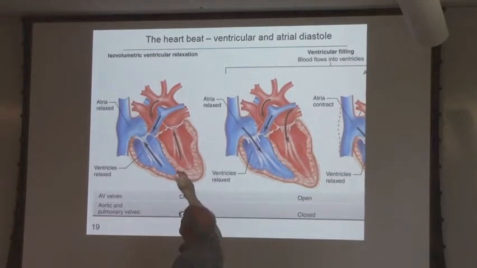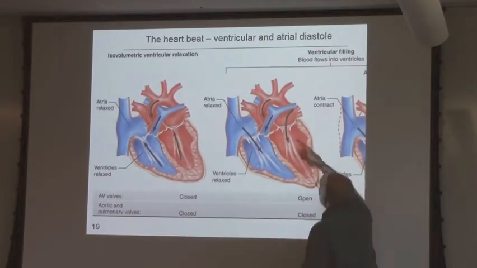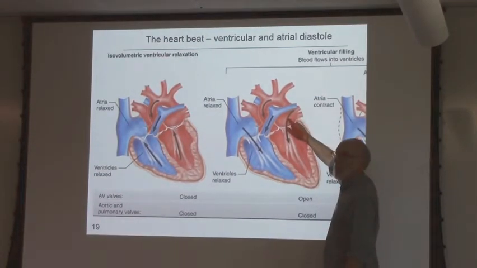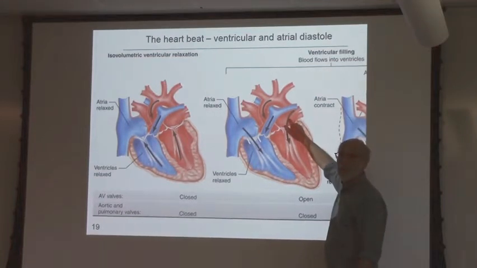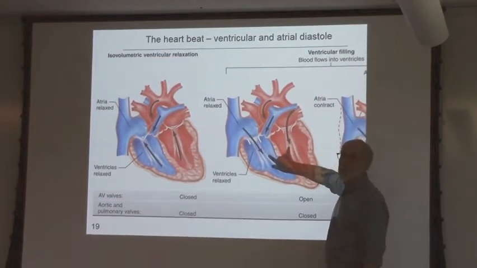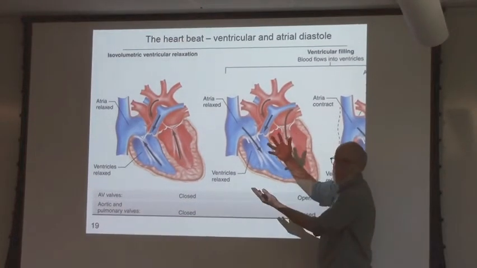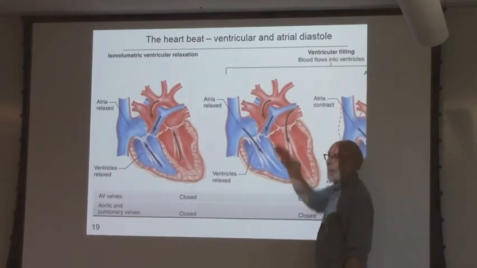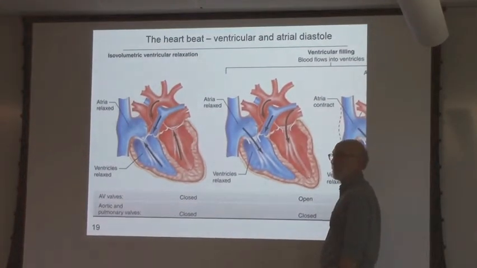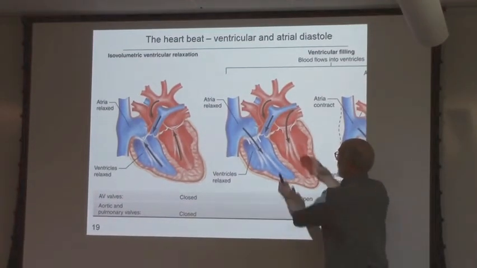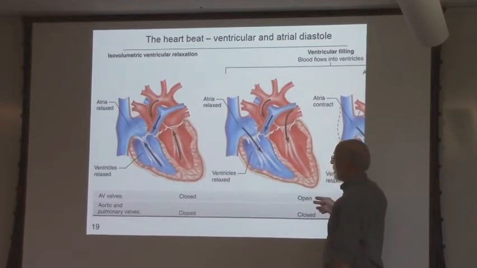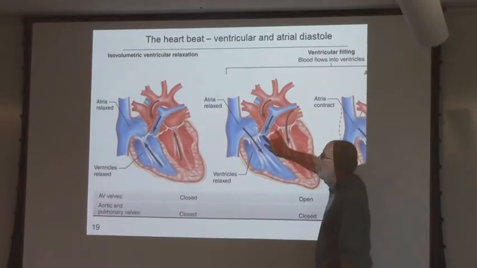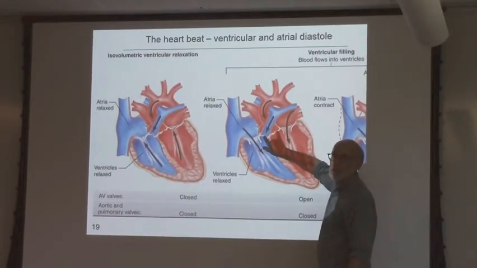But eventually, this relaxes to the point where the pressure in the atria, which have been filling with blood, is now greater than the pressure in the ventricles, and we're back to diastole. Flow, no flow. Refilling through the open AV valves, no backflow through the closed semilunar valves.